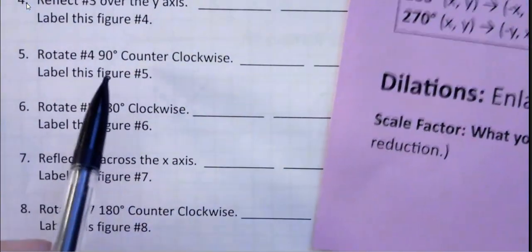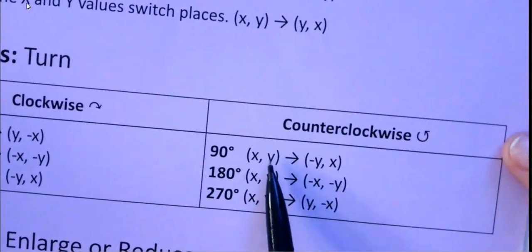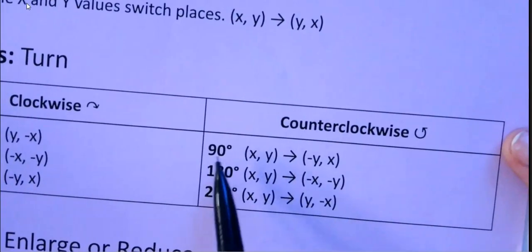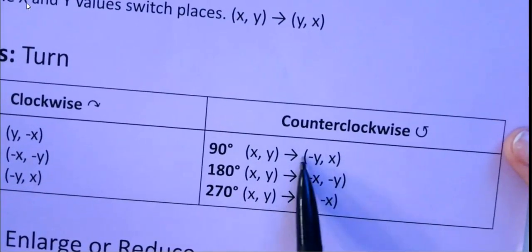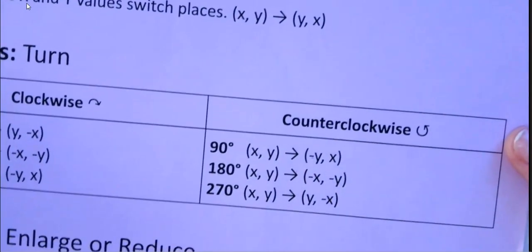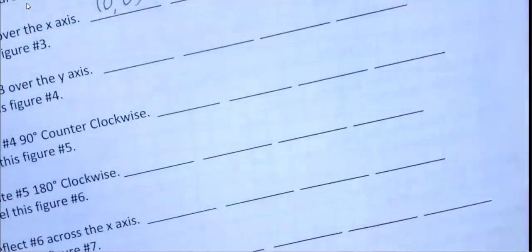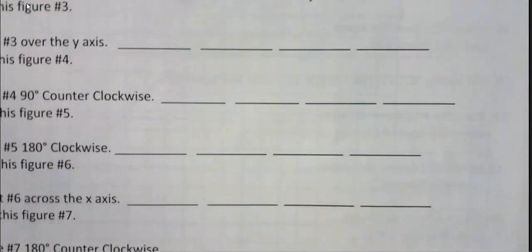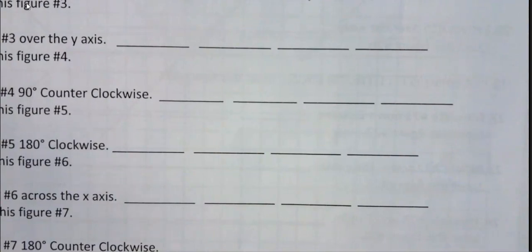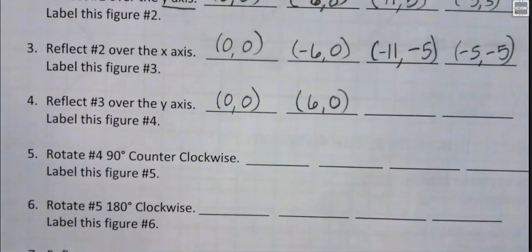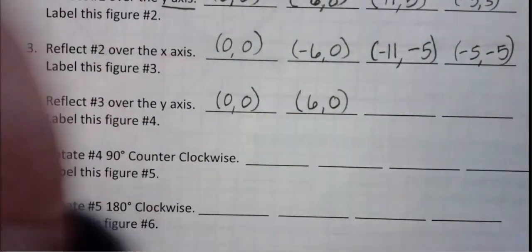But 90 degrees counterclockwise, you would look in here. Counterclockwise, 90 degrees. You switch the X and Y and you change the sign of the Y value. Okay? All right. Okay, we're going to go through number 5, and then that'll be it.